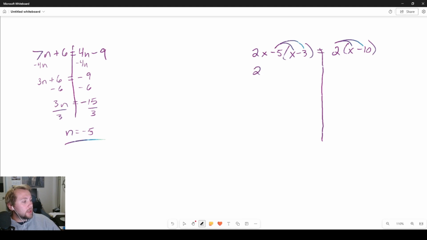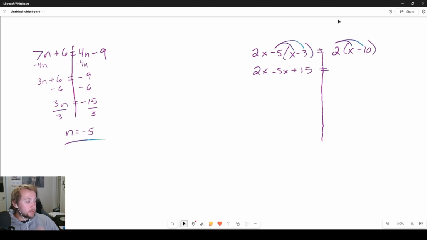So I have a 2x here. Then I'm going to take that negative 5. I'm going to multiply it by x. Negative 5 times an x is going to give me a negative 5x. Negative 5 times a negative 3, well, a negative times a negative is a positive 15.